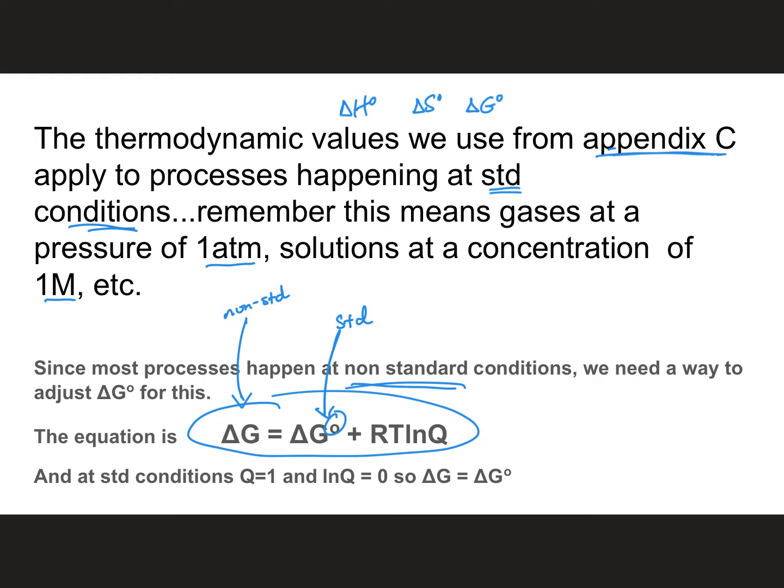Now, if we are at standard conditions, and everybody is at a molarity of 1 molar and a pressure of 1 atmosphere, then Q is guaranteed to equal 1. And natural log of Q is equal to 0. And this term of the equation drops out, and we are left with this. Okay? So at standard conditions, this term of the equation becomes irrelevant. The equation itself would be useful if we were at non-standard conditions.